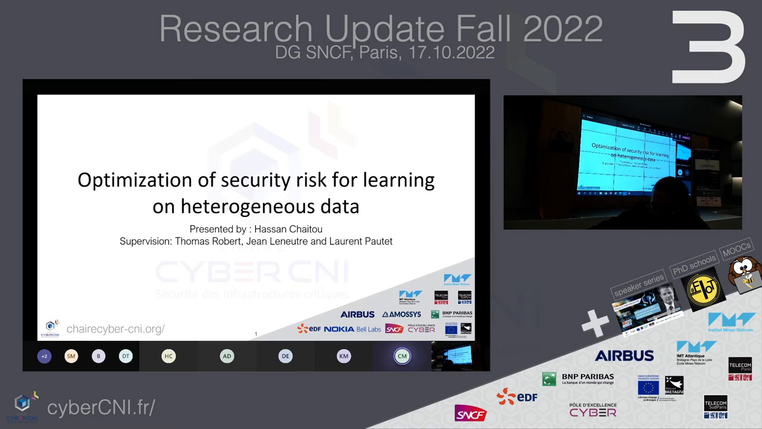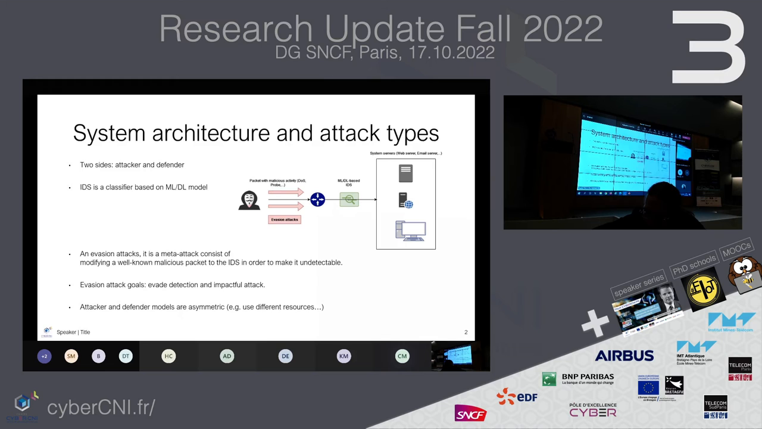Here we work on two sides: we have the attacker side and the defender side. On the defender side, we have an intrusion detection system that protects the network from malicious packets, and also protects the systems in this network. The role of the attacker here is to send a packet with malicious impact, like DoS or prompt attack, in order first to evade the detection of the intrusion detection system, and second, to have an impact on the systems.